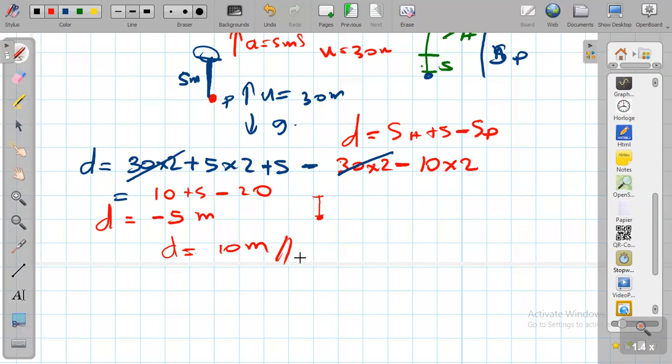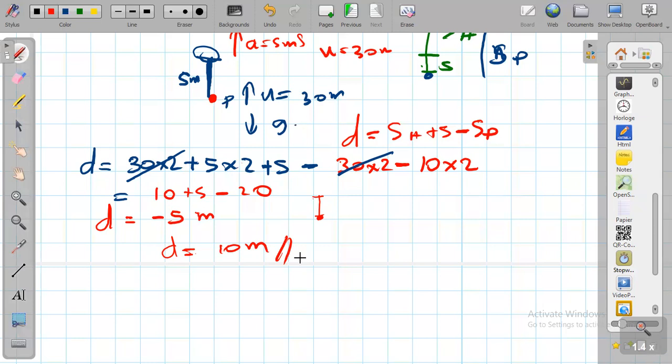Understand? There is a total distance of 5 meters from helicopter and the package now. Got the point, guys? Understood?